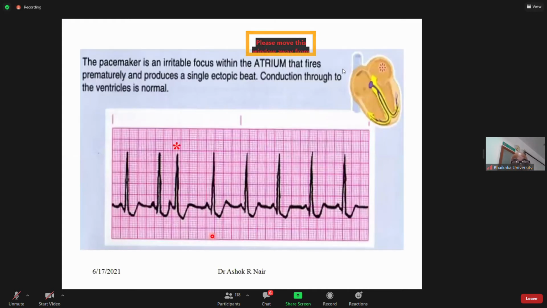So, suppose there is an abnormal focus in the atria, and before the SA node impulse is generated and conducted, this impulse is conducted through. If it is giving just a single beat, it will give rise to a single ectopic beat. This ectopic focus is in the atria, so it will give you an atrial ectopic beat.